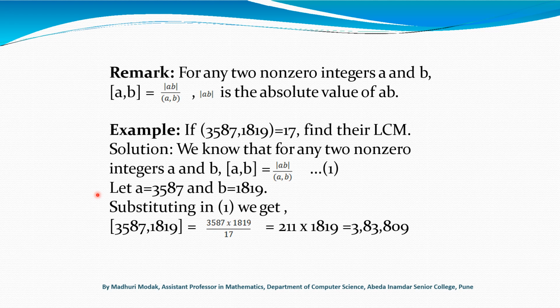Now a in this case is 3587, b is 1819. Substituting all these values in equation number 1, we can write LCM is equal to 3587 into 1819 divided by GCD, which is 17. So the answer is 383,809. So for two integers, GCD and LCM, out of these four quantities, if any three quantities are given to us, then we can find the remaining quantity by using this.